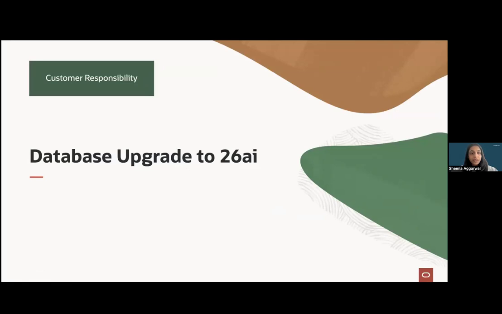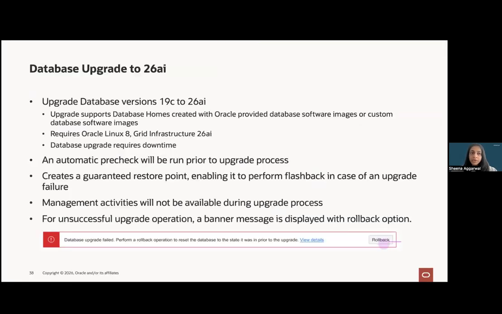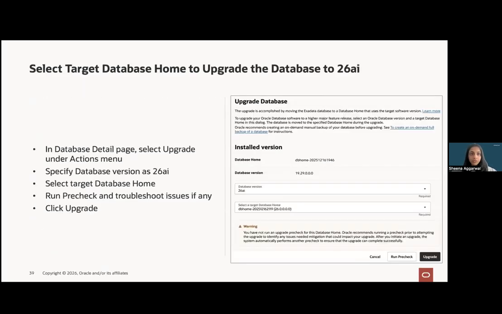So yeah, when you're upgrading the database to 26 AI, there's an automatic pre-check that's run prior to the upgrade process. One thing is you cannot perform any management activities during the upgrade process. And if there's any unsuccessful upgrade operation, you can always roll back your upgrade to 26 AI or the next version that you're upgrading to.